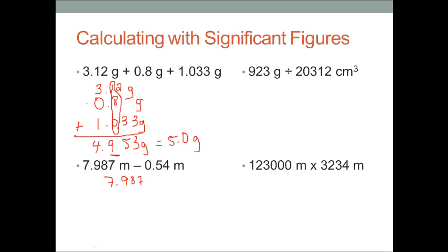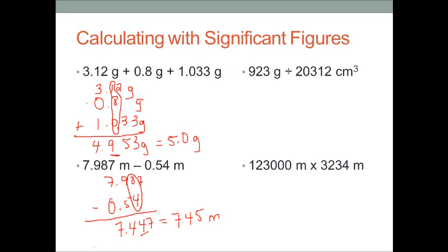Alright, let's start with subtraction. I'm going to write it vertically again because it just makes it easier. Go ahead and do our subtraction. In this case, the hundredths is the last common placement farthest to the right, so that means we will round to the hundredths, so our answer will become 7.45 meters.